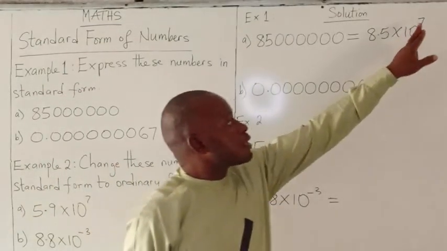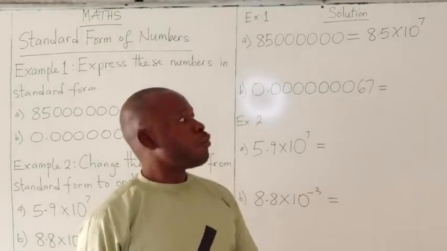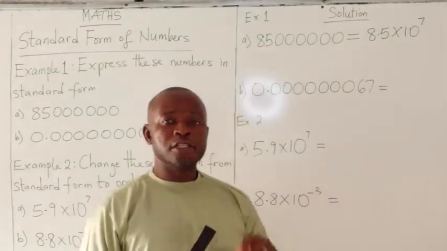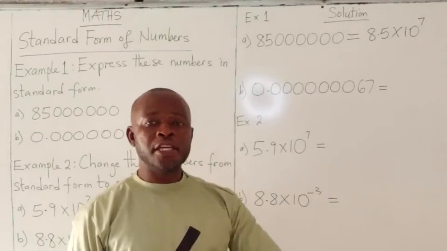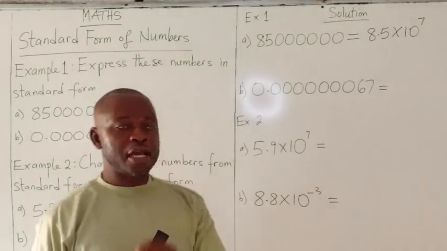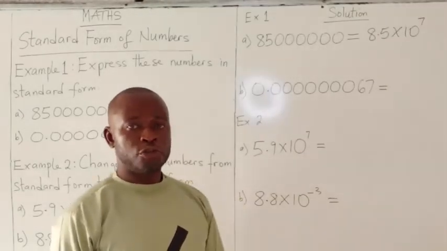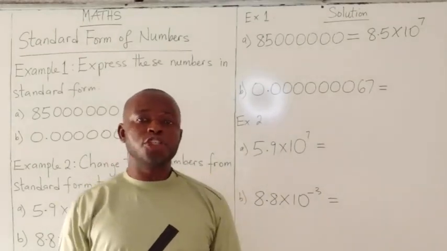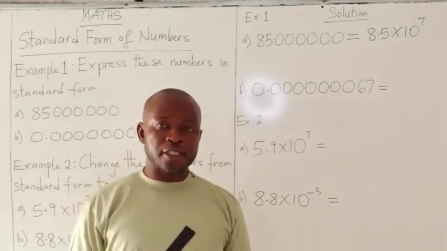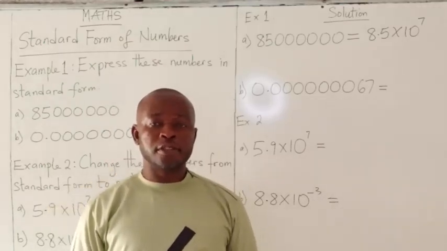Remember, the index here, is it positive or negative? It's positive. Whenever a number is written without indicating any sign, it means it is a positive number. Why is the index of this 10 here a positive number? The answer is this. Because this number here is bigger than 1. Do you understand? Whenever you are changing a number that is bigger than 1 to standard form, the index of the 10 must be a positive index. Is that clear?